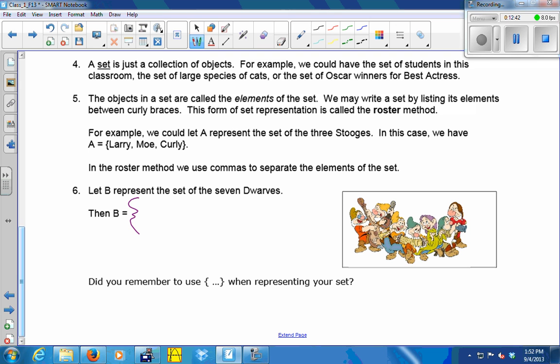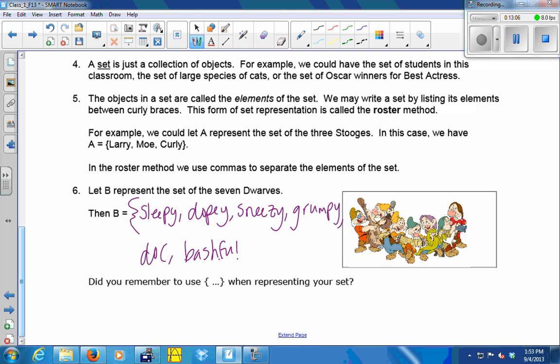All right, so if B represents the set of the 7 dwarves, then B equals curly brackets. Let's use the roster method to list them. Who are the 7 dwarves? Sleepy, Dopey, Sneezy, Grumpy. I heard somebody say Doc. Bashful, yeah. That's 1, 2, 3, 4, 5, 6. Happy. Roster method. Curly brackets, just list them all out.